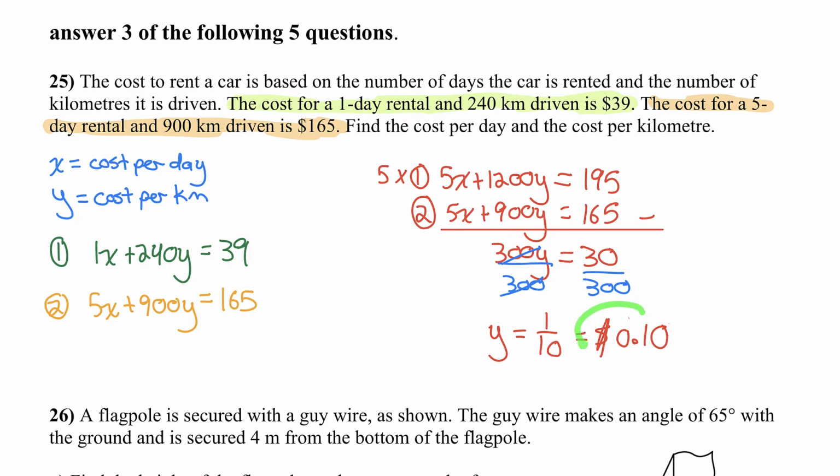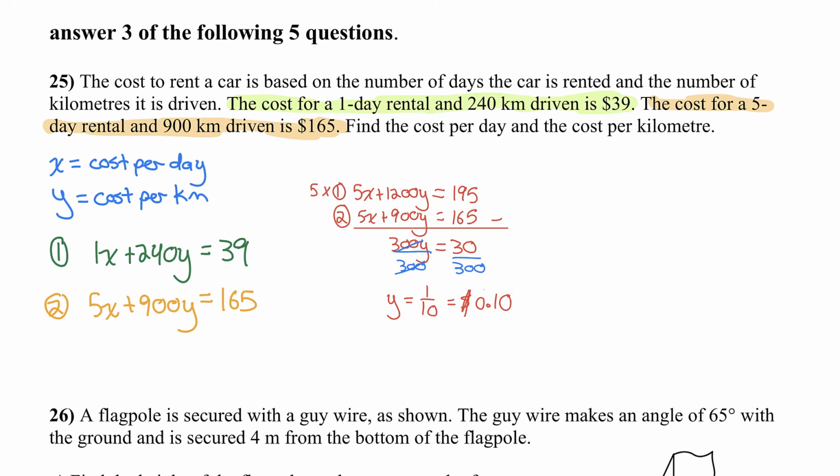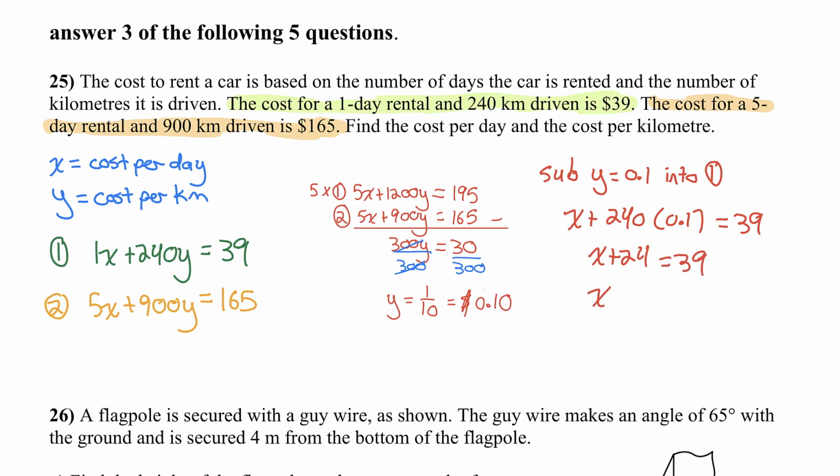I now need to take this answer I got from y, sub it back into either of my original equations, and then solve for x. So I'll make a little bit of room and then do that. I'll actually sub my answer for y into my first equation. So when I replace this y with 0.1, I have x plus 240 times 0.1 equals 39. So x plus 24 equals 39. Subtract the 24 to the other side. I have x equals 15, which in this question means my cost per day is $15. My cost per kilometer is 10 cents and my cost per day is $15.